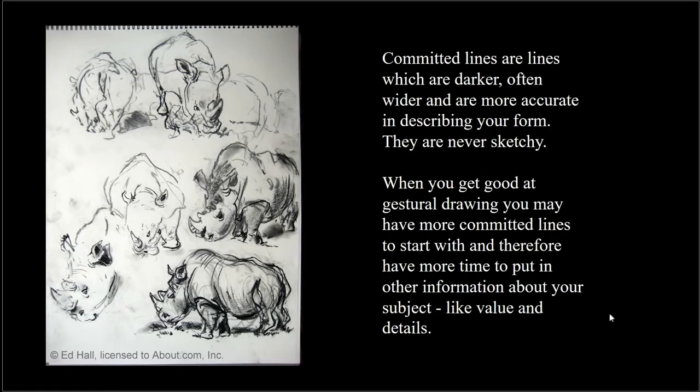Committed lines are those lines which are often darker, wider, and actually accurate in describing your form. They're never sketchy lines. When you get really good at gestural drawing, you might have more committed lines to start with, and therefore you have a lot more time to put in other information about your subject, like the value and the details, like you're seeing here.